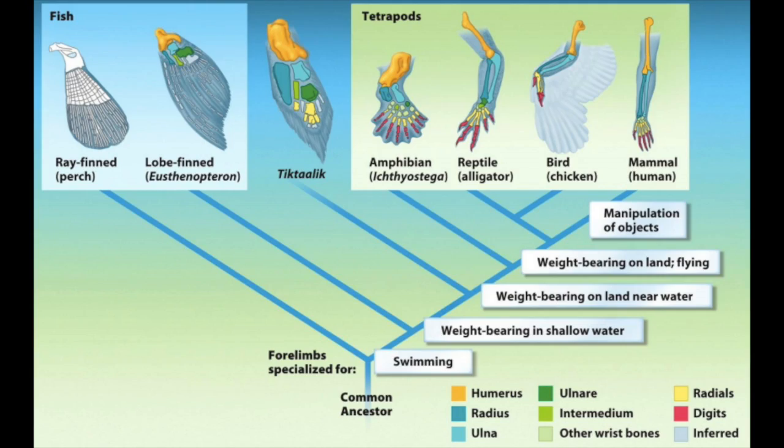As seen in this photo, tetrapods, the tiktaalik, and fish all have a homologous structure which is seen through the forelimbs that is derived from a common evolutionary ancestor. Each of these animals have a similar structure, but then they are adapted and modified differently to the animal's needs, as seen through swimming, weight-bearing in shallow water, and flying.